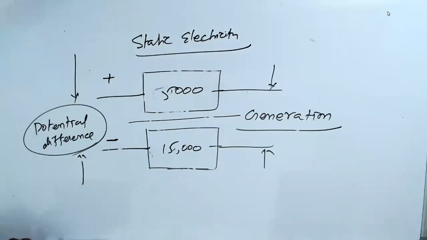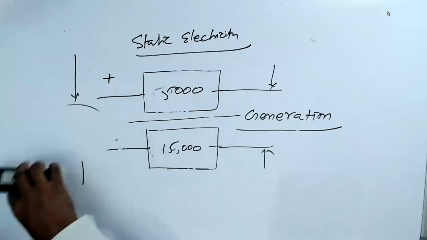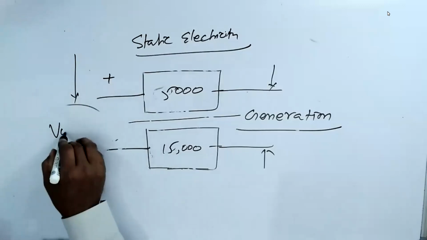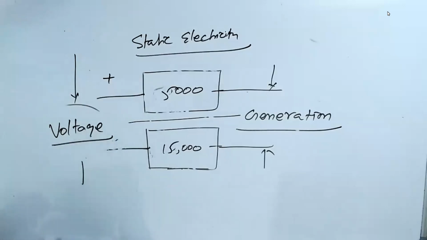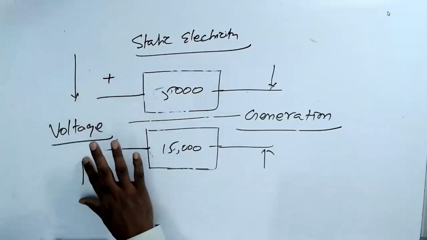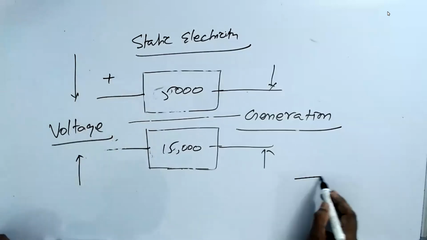Since the battery was invented by Volta, they wanted to honor Volta. So the name given to potential difference is called voltage. Voltage means potential difference. I cannot say that one point has so much voltage.